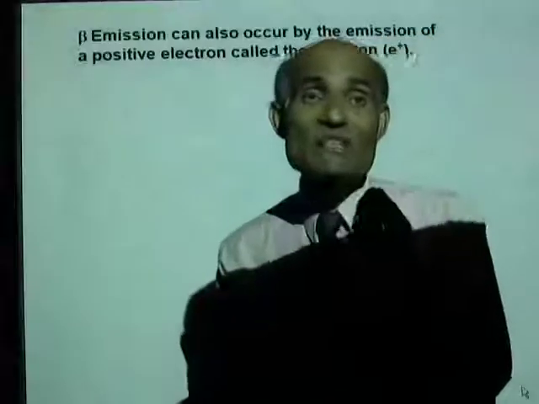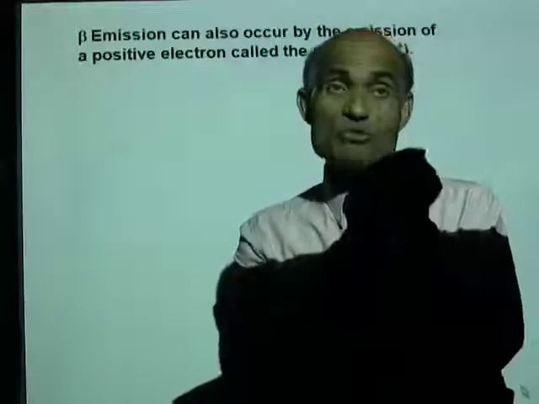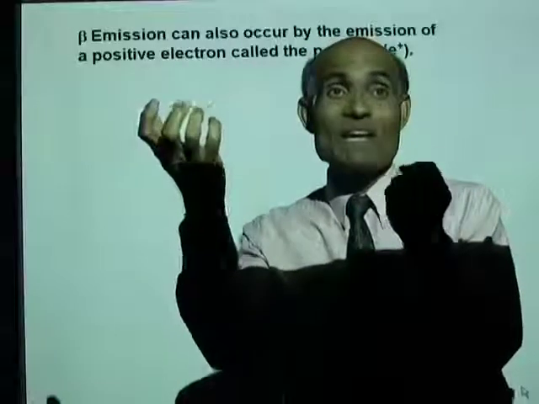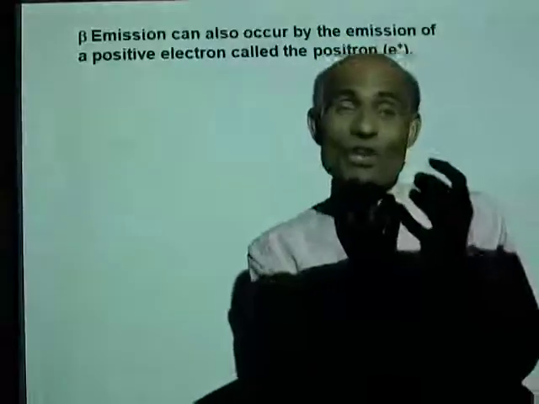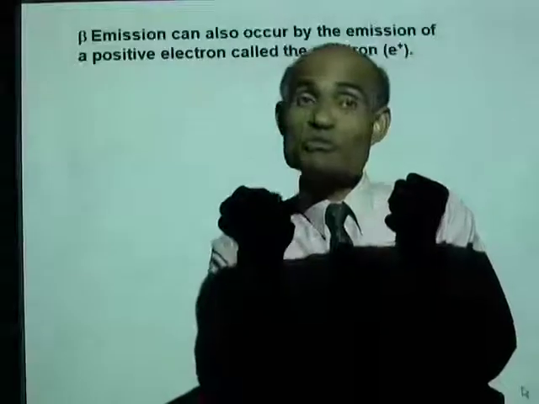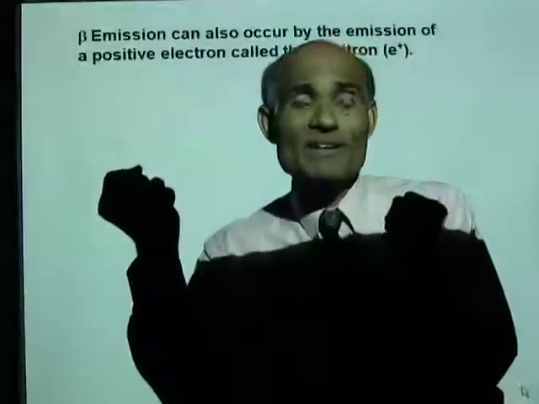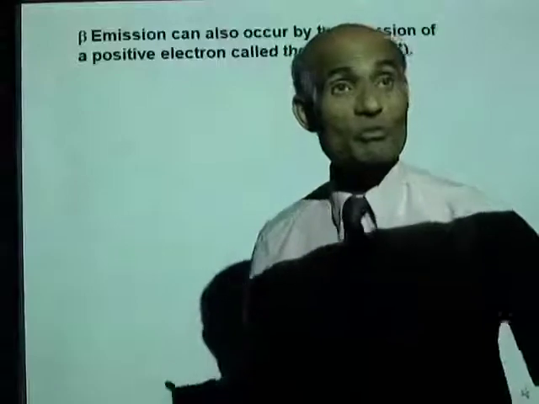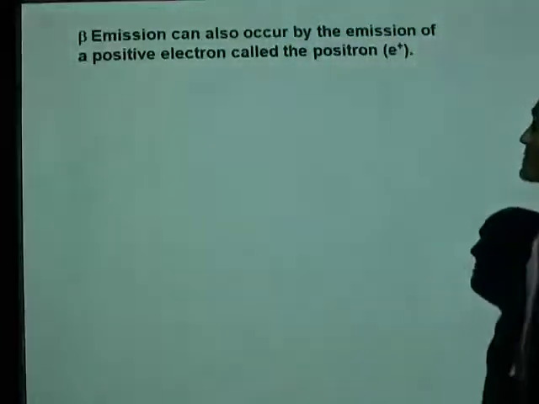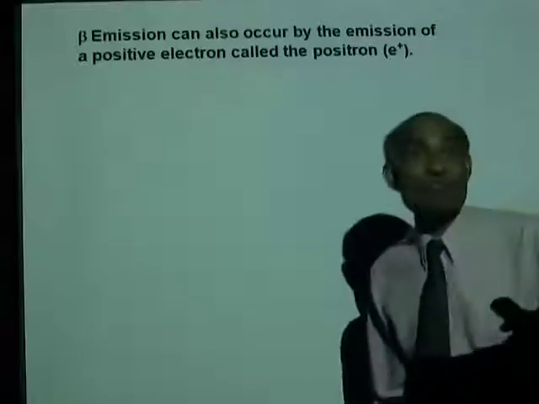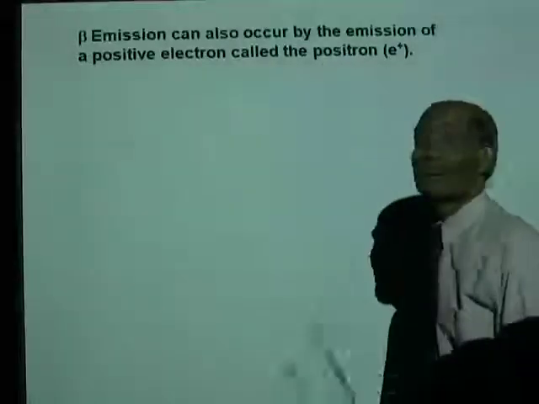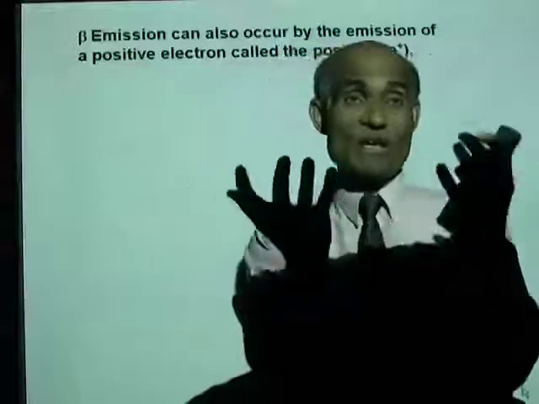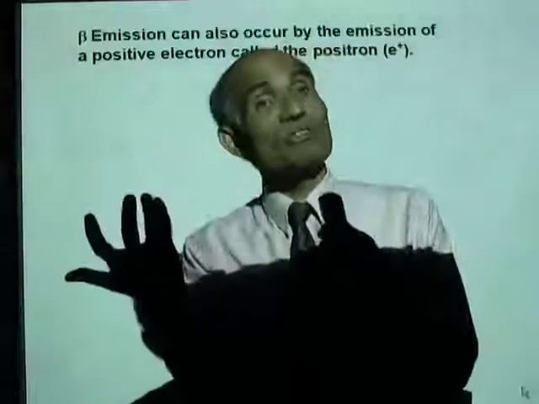You see, a negative beta is emitted when a neutron degenerates into a proton and an electron. In a similar way, a proton can degenerate into a neutron and what? A particle that carries a positive charge. Well, that is also possible. So beta emission can also occur by the emission of a positive electron, and we call such an electron a positron. A positron is the opposite of the electron, has the same mass but positive charge.